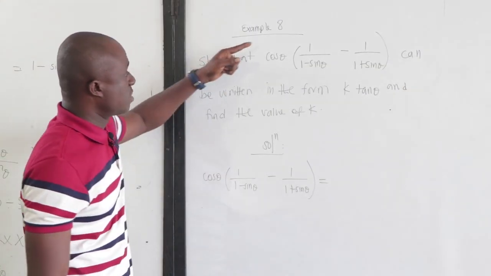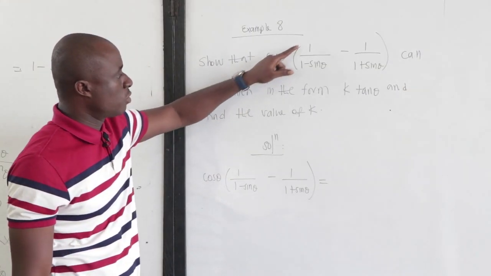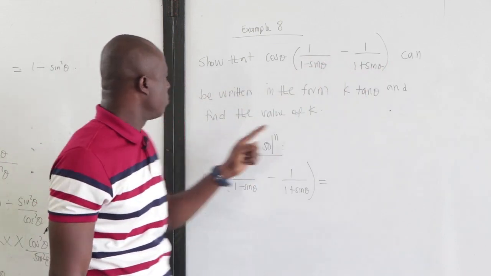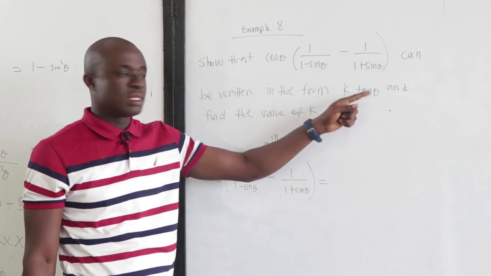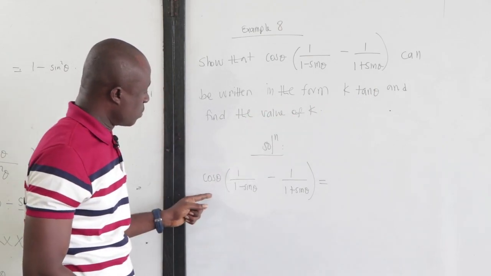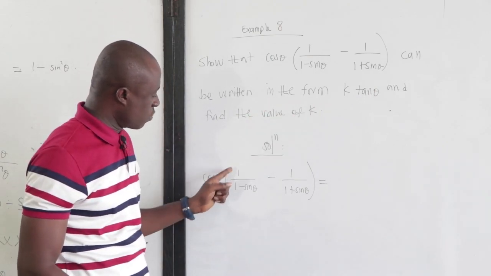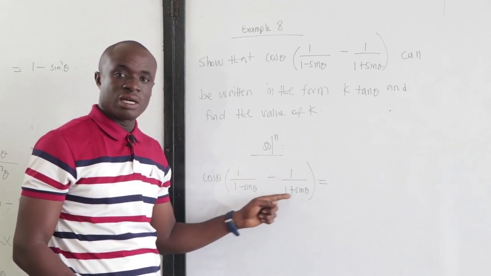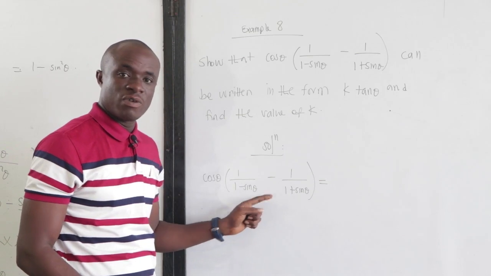Now let's say this example. It says that we show that cos theta into 1 over 1 minus sine theta minus 1 over 1 plus sine theta can be written in the form k tan theta. And we should find the value of k. So let's see, cos theta into bracket 1 over 1 minus sine theta minus 1 over 1 plus sine theta. We can find the LCM within the bracket.